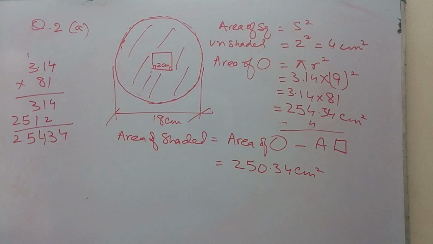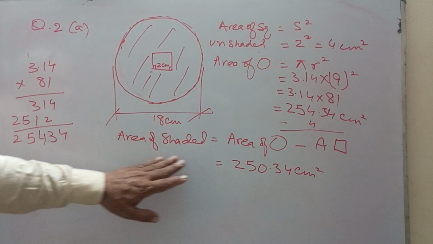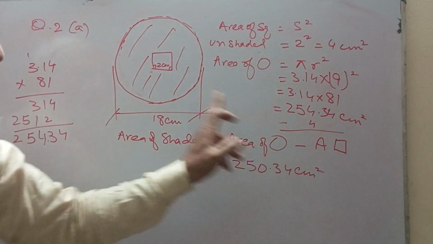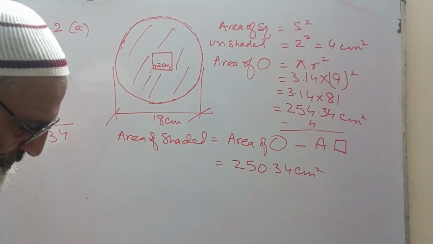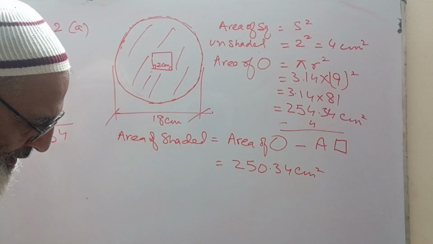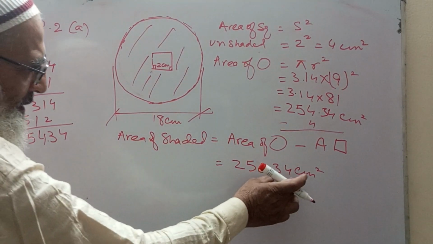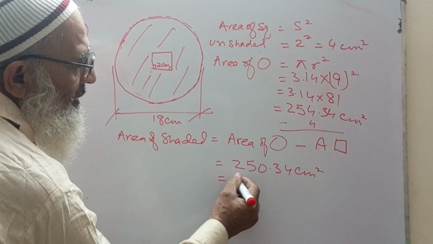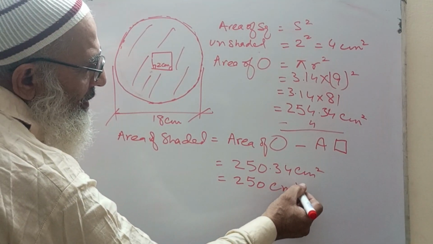So we have to find only the area in this question. So area of shaded region is equal to area of whole circle minus area of this square, which is equal to 250.34 centimeters square. Yes, you can make it round because this is less than 0.5. You can just skip it and round to this. Okay.